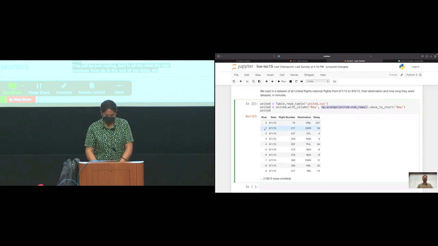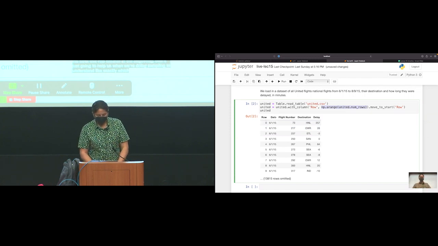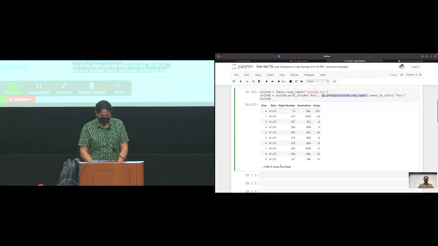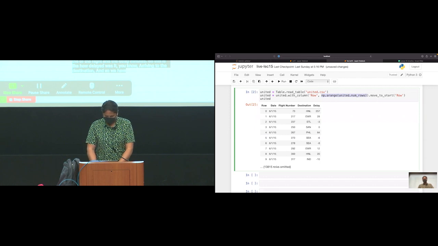We have this row column at the beginning. That's just going to help us when we're doing sampling to understand exactly which row we sampled. We have the date, the flight number, the destination of the flight, and the delay in minutes. So this is how delayed it was arriving to the destination. And we have roughly 14,000 flights here. What we're going to do is try to take some samples from this.